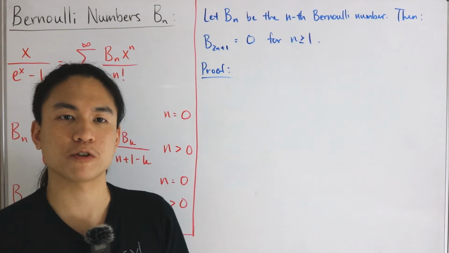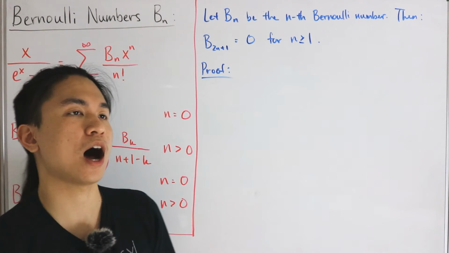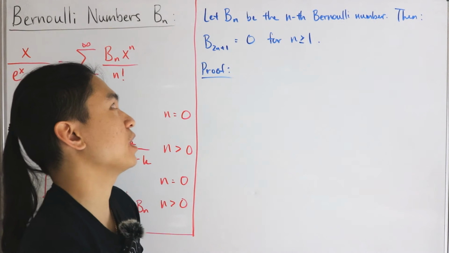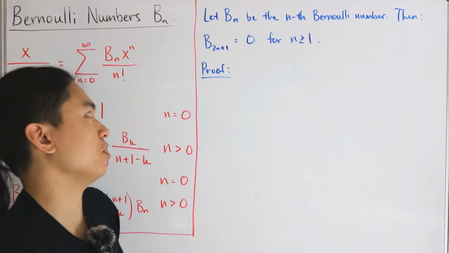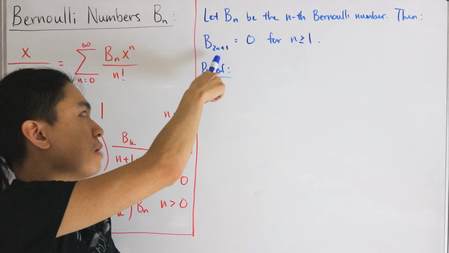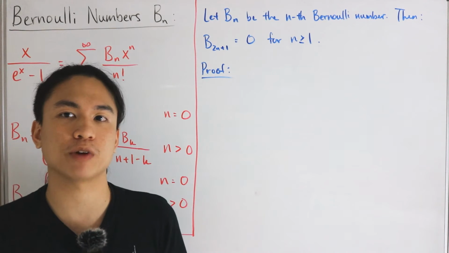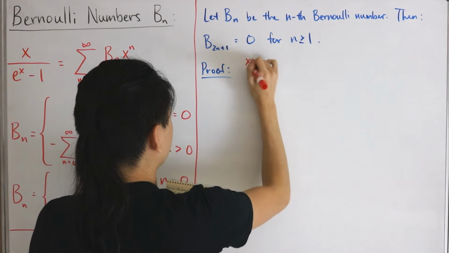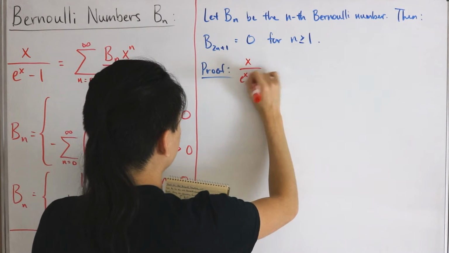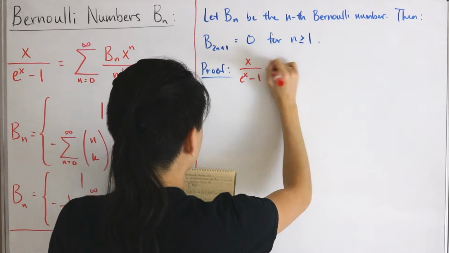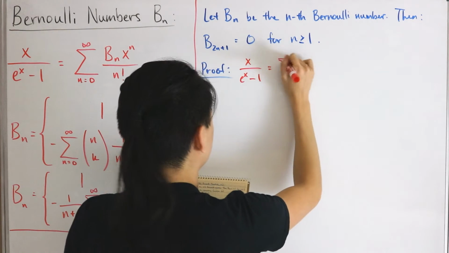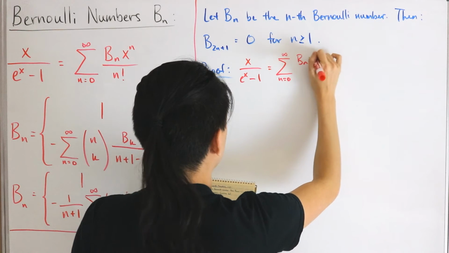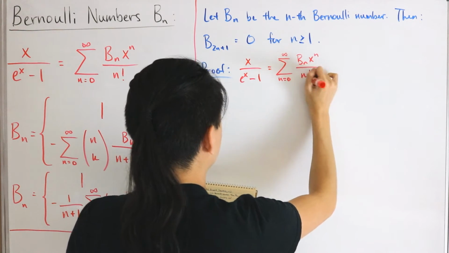Okay, so the first proof we're going to go over is that the odd indices of the Bernoulli numbers equal 0. What it says is that if we let b sub n be the nth Bernoulli number, then b sub 2n plus 1 is equal to 0 for n greater than or equal to 1. The proof follows: we start off with the generating function definition, x divided by e to the power x minus 1, set equal to the infinite sum for n equals 0 of b sub n times x to the power n divided by n factorial.